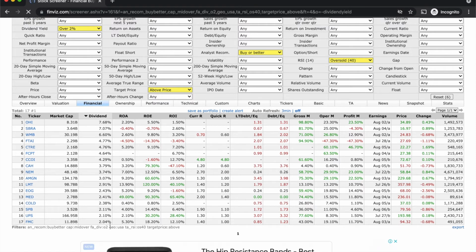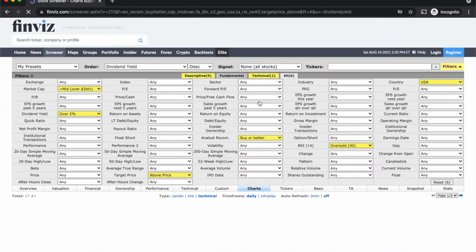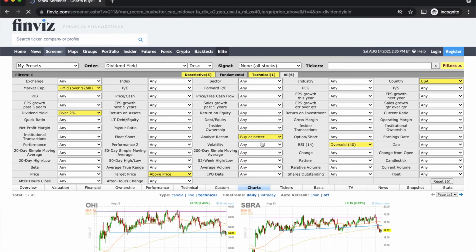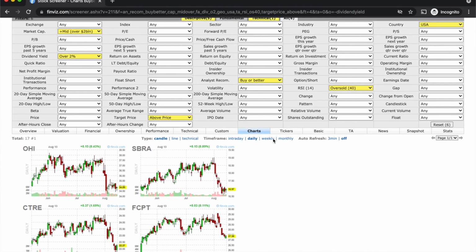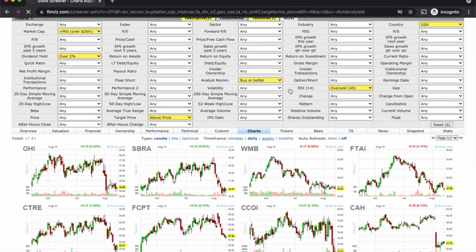Now, are all these investments really good opportunities? I am not saying that. Right now, I am not saying that. So the first thing that I want to look at is the charts, because I have 17 companies listed here. But in order to take an informed investment decision, I want to look at charts. The way I do it is I will go to the candlestick charts, and now I want to look at the weekly charts as well.